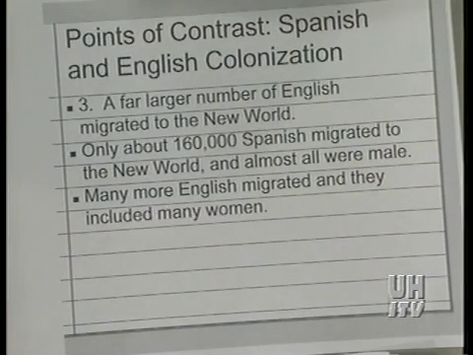Third, a far larger number of English migrated to the New World. Only about 160,000 Spanish migrated to the New World, and almost all were male. Many more English migrated, and they included many women.